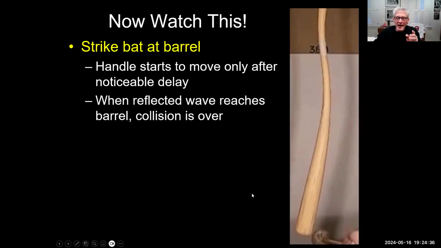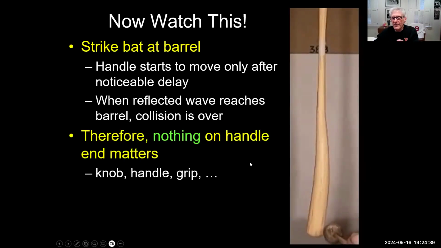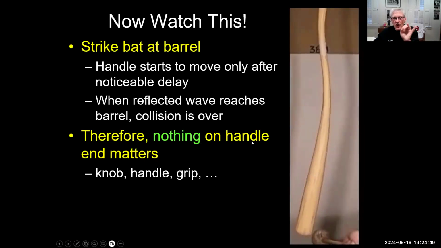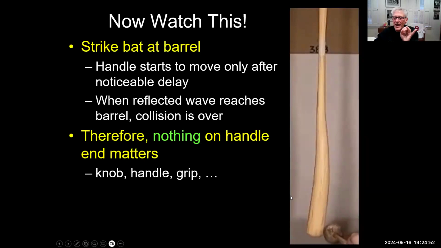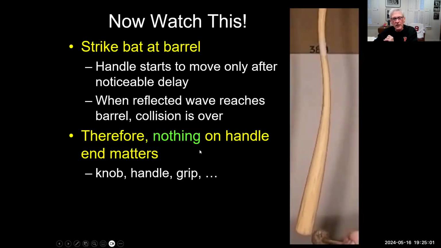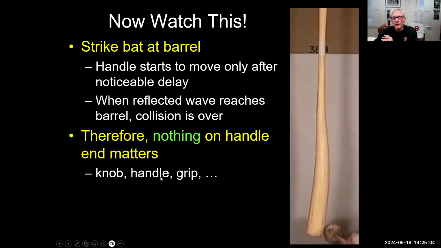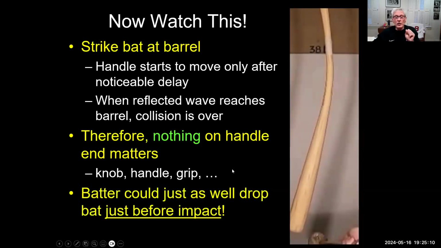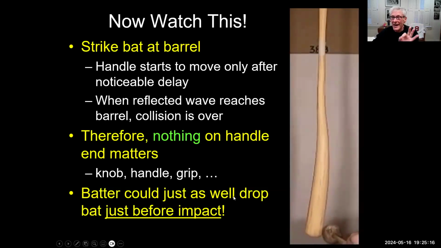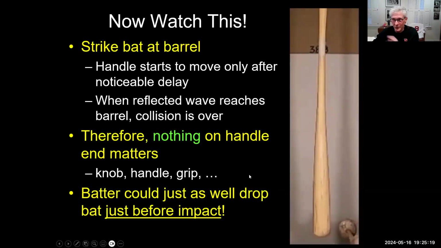The point is that by the time the reflected wave has come back down to the impact location, the ball has already left the bat. So nothing on the handle end of the bat could possibly matter as far as what happens to the ball. Literally, the ball doesn't even know the other end of the bat is there. Nothing could matter. The knob doesn't matter. The batter's grip on the bat doesn't matter. The batter could just as well let go of the bat just prior to impact, and it would have no effect on what happens to the ball.